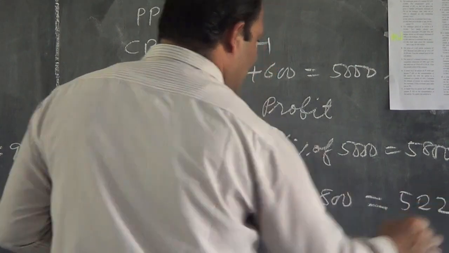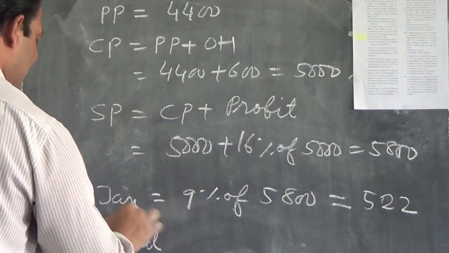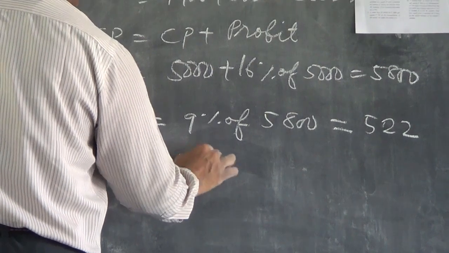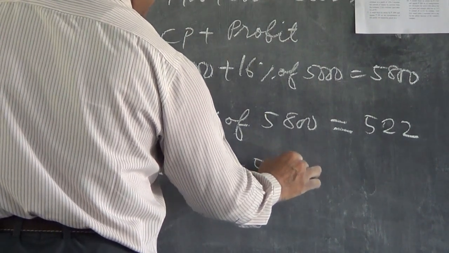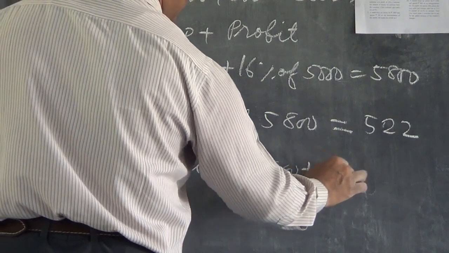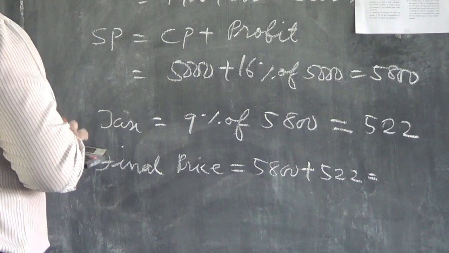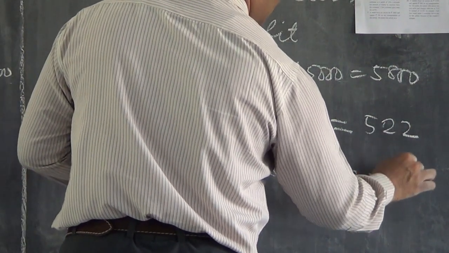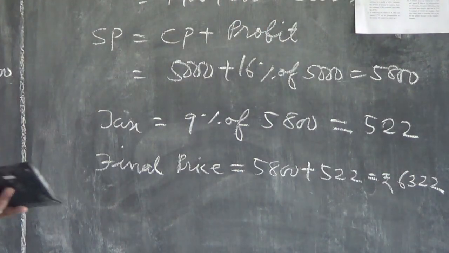522. Then you can write here final price. That is, its name is actually invoice price. Final price equal to 5,800 plus 522. Answer is 6322. So this is your modeling method.